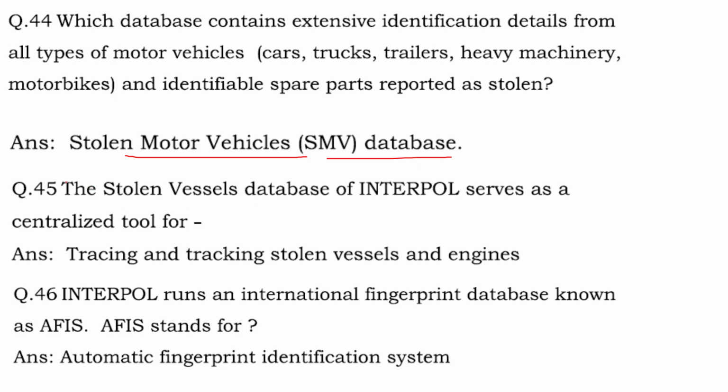Okay. So now the next question on the basis of the previous question. The stolen vessels database of Interpol serves as a centralized tool for tracing and tracking stolen vessels and engines. Interpol runs an international fingerprint database known as AFIS, and AFIS stands for Automated Fingerprint Identification System.